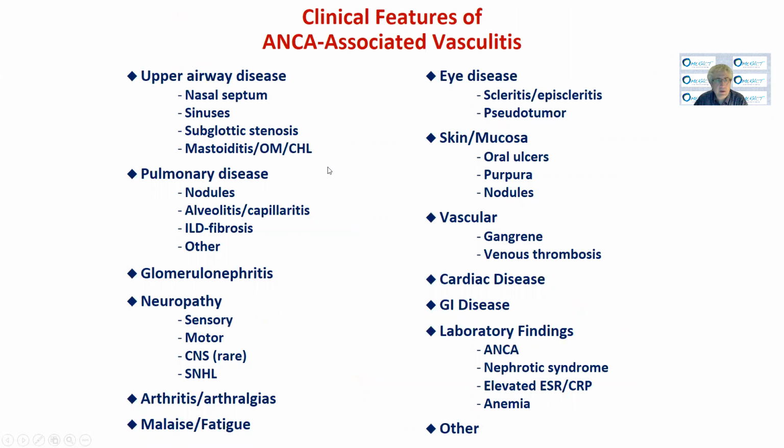ANCA-associated vasculitis, or AAV, involves many different organ systems. There's a lot of disease in the upper airway, in the nose, and the sinuses, and the ears. There's disease in the lungs all over the place. The kidneys can be involved, causing something called glomerulonephritis, which is quite bad and can lead to kidney failure. There's a lot of neurologic disease. There is joint pain, or arthralgias, and arthritis and fatigue. There's inflammation of the eyes. There's skin disease. There's vascular disease leading to gangrene and blood clots, occasional cardiac and GI disease, and lots of laboratory changes, and even other problems not listed.